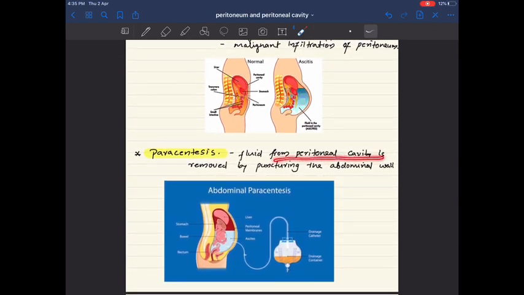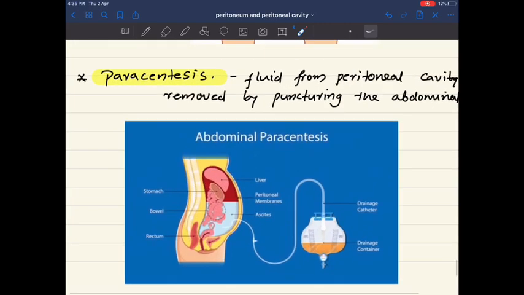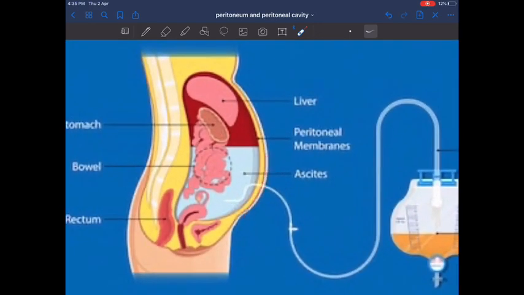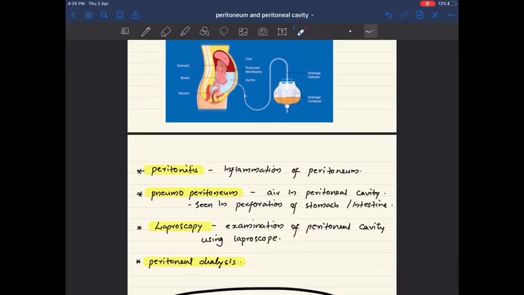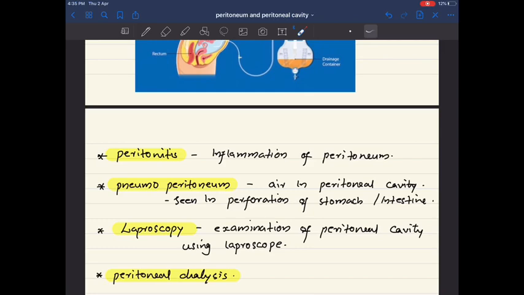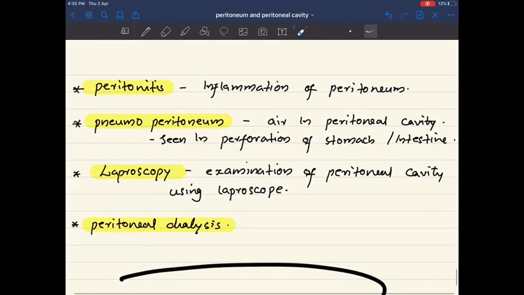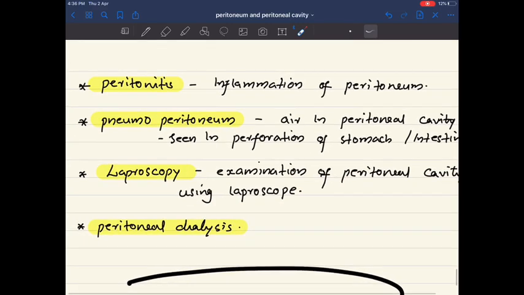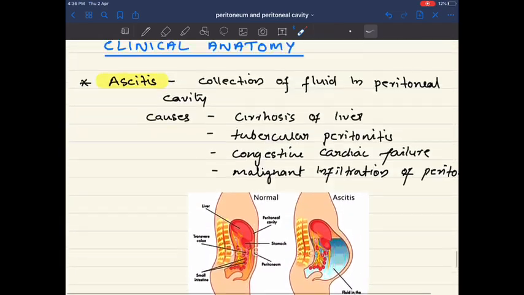Now what is paracentesis? Paracentesis is when fluid from the peritoneal cavity is removed by puncturing the abdominal wall. See, this is the abdominal wall. We introduce a catheter and fluid from the abdominal cavity is taken out. This procedure is called paracentesis. Peritonitis means infection or inflammation of the peritoneum. Pneumoperitoneum means the peritoneal cavity contains air. It is usually seen in stomach or intestinal perforation. Then what is laparoscopy? Laparoscopy is the examination of the peritoneal cavity with a laparoscope. Then peritoneal dialysis, which I have just discussed.